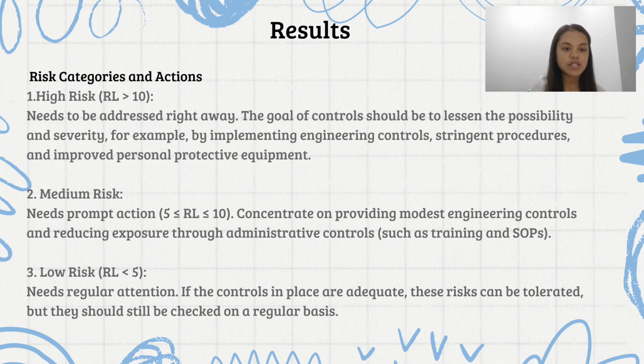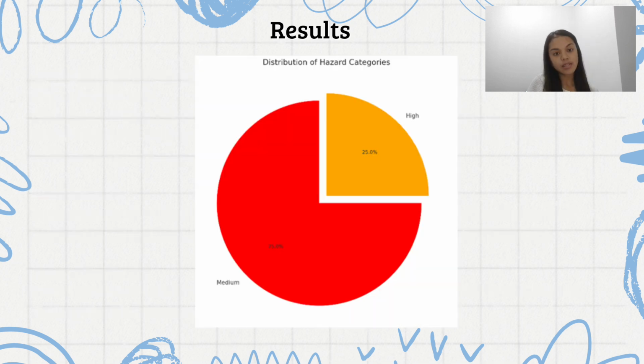it's the diagram of risk levels of the identified hazards. So the chemical exposure is the highest, and then the next ones are equipment misuse and spillage during jar tests, and then postural strain. And in the next slide, you can see the pie diagram of the distribution of hazard categories. From this diagram, you can see that medium is 75% and high is 25%.